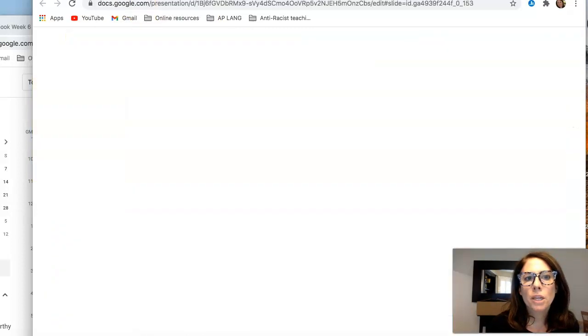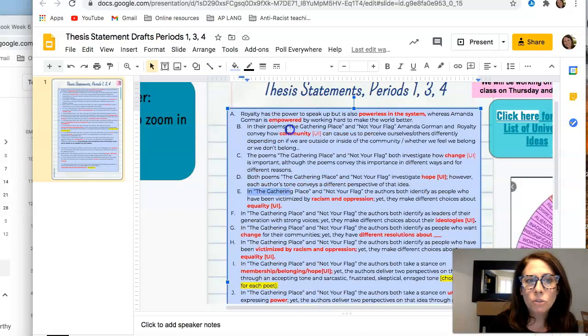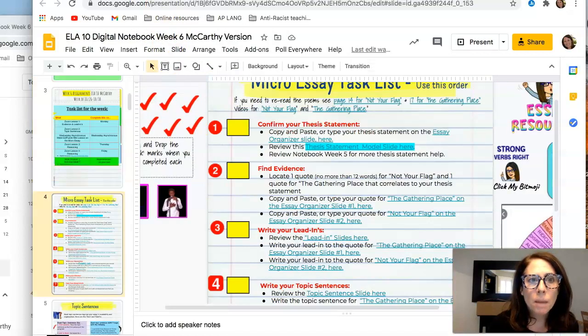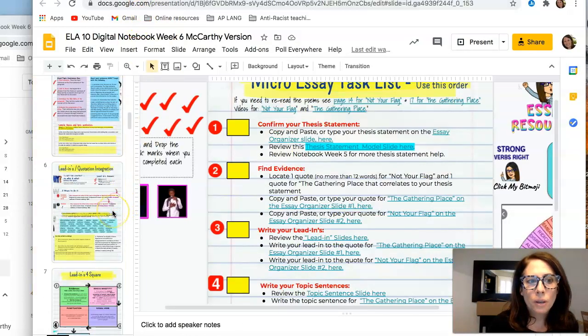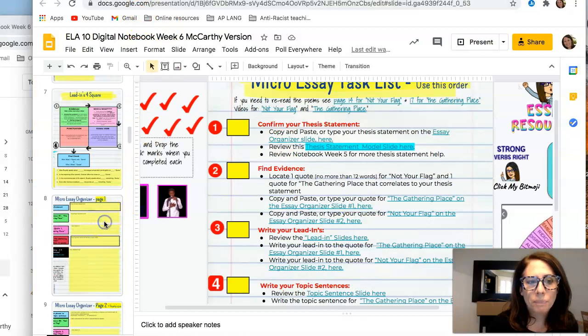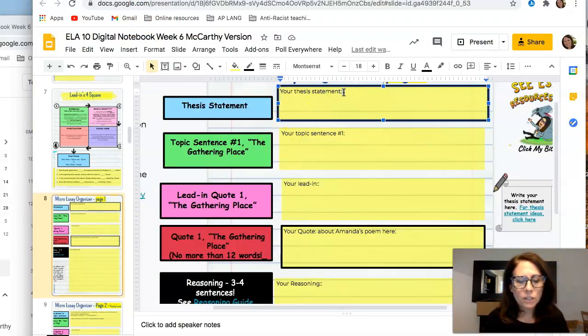So one thing here on this slide, you want to make sure you grab one of these thesis statements. You're going to highlight it, and then Control C, copy the one you want, and you're going to put it into page 8. Page 8 is where we're keeping all of our writing. You're just going to do Control V as in Victor, and you're going to drop that thesis statement in here.